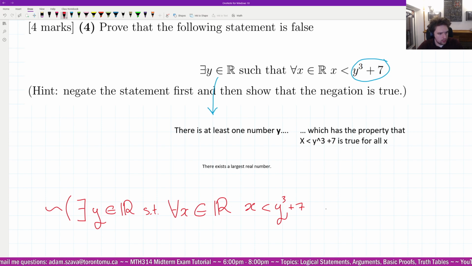Yeah, where any k is greater than or equal to 3. That's correct. Yeah.